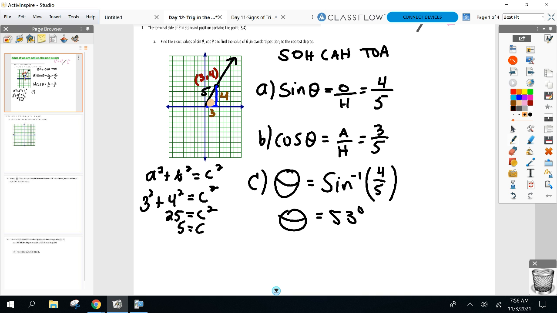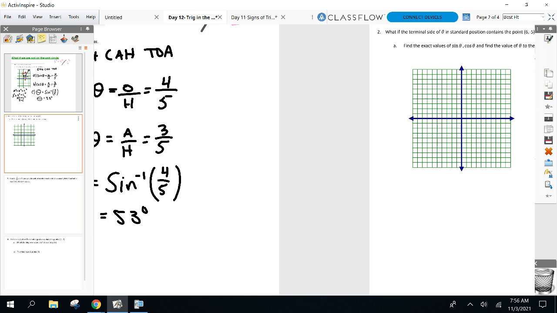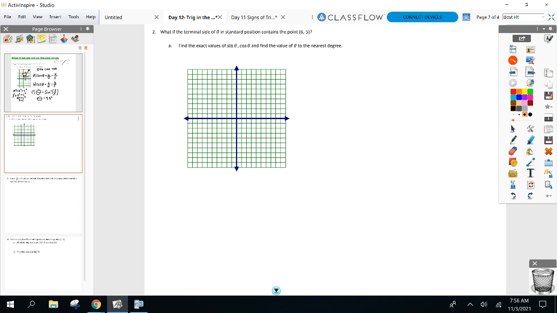So you ready to go to a different quadrant now? Because things change a little bit when I'm not in quad 1. All right, so here we go. Now the terminal side goes through 6, -5. Can you help me out there? 6, -5. I'm really going to start challenging you here. 1, 2, 3, 4, 5, 6. 1, 2, 3, 4, 5.